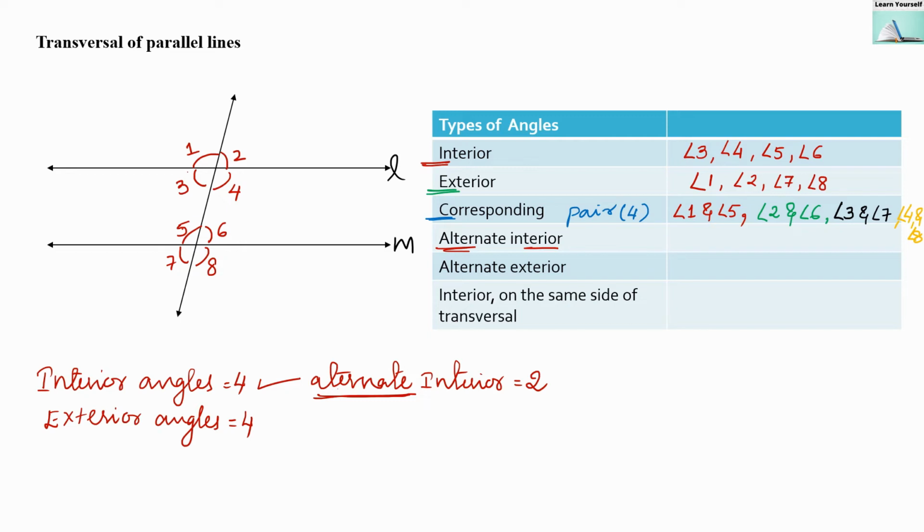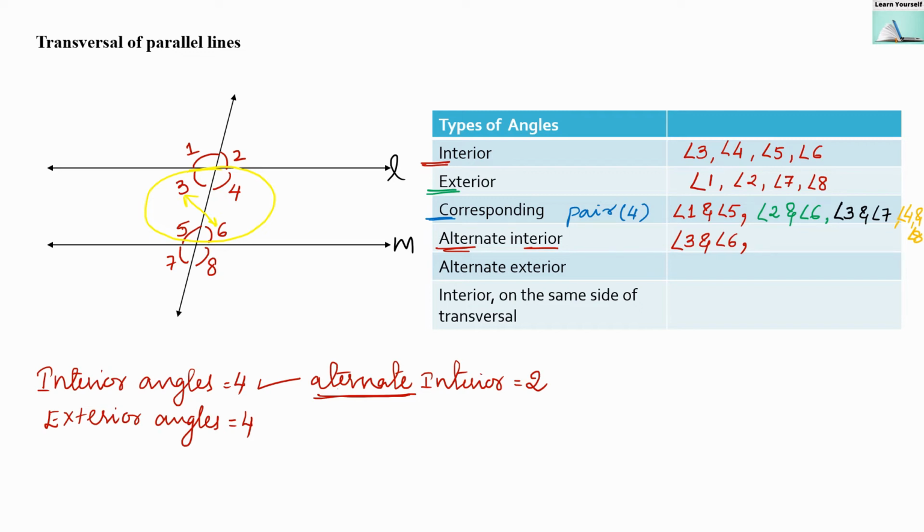Now let us see what all the interior angles are first. These are our interior angles: angle 3, 4, 5 and 6. Now what are the alternate ones from these? 3 and 6. This is the first pair of alternate interior angles. Angle 3 and angle 6 is the first pair of alternate interior angles.